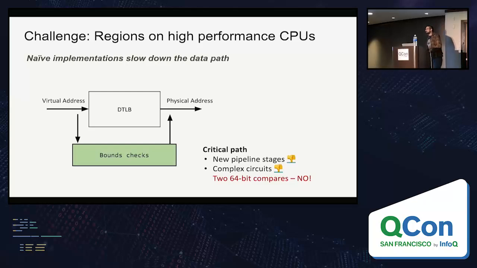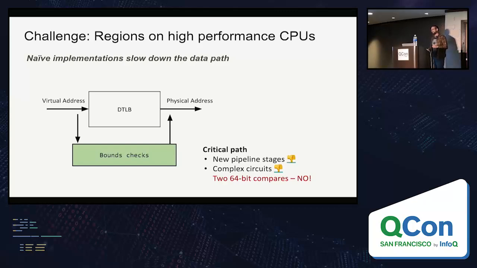So one challenge. This sounds like a nice idea. You're like, great, I want to do an upper and lower bounds check. I'm going to implement regions. This is just segmentation. I'm just going to grab two 64-bit comparators. I'm going to do an upper bounds check. I'm going to do a lower bounds check. Amazing. And if you go to an architect, and we went to an architect at Intel and said this is what we want to do, they take away your lollipop and send you home.